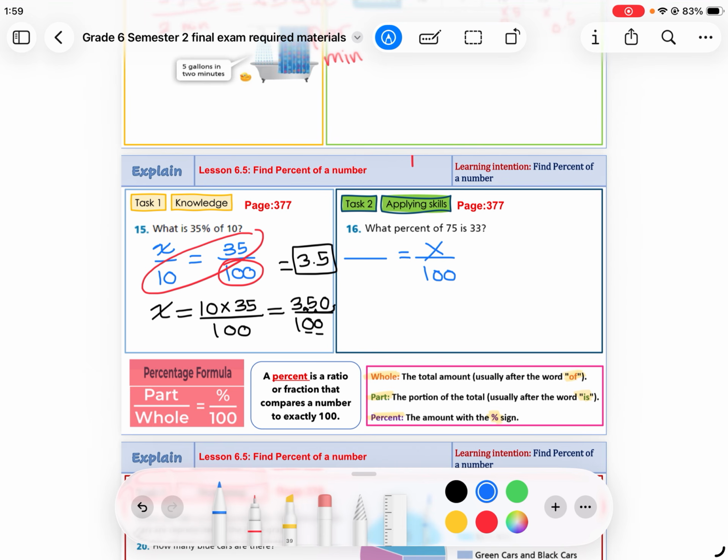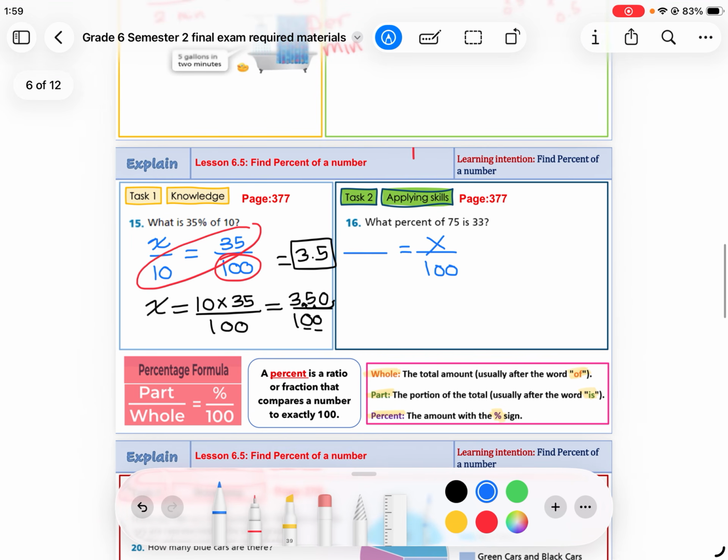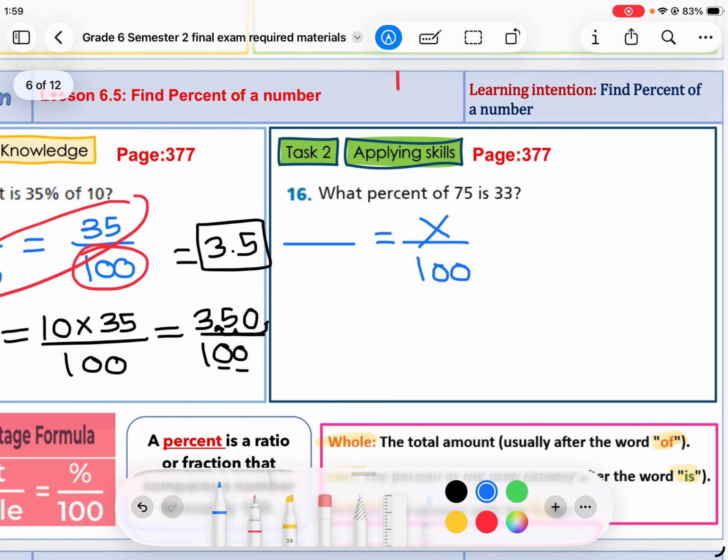Now, you need to tell which number is the part and which number is the whole. So the part will be 33. Why 33? Because it comes after the word "is." And the whole will be 75 because it comes after the word "of." And usually, dear students, by using common sense, the part is always smaller than the whole. Okay? The part is always smaller than the whole.